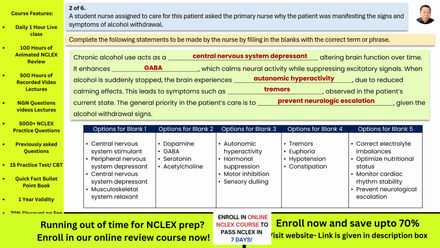And we have monitor cardiac rhythm stability. This is something that we need to also do, but if you compare it to the severity, we should not prioritize this one, because unless the patient has a known cardiac history, the neurologic risks such as seizures and delirium tremens take precedence in alcohol withdrawal care. So I did not say that we're not supposed to address all these, but again, if you're going to compare the need and the severity, we're going to prevent neurological escalation.